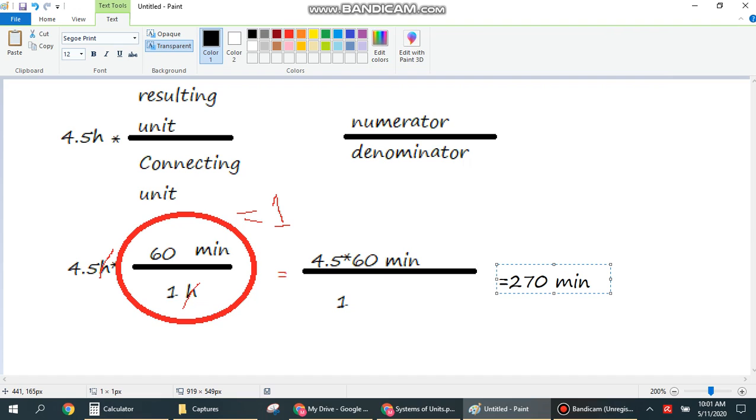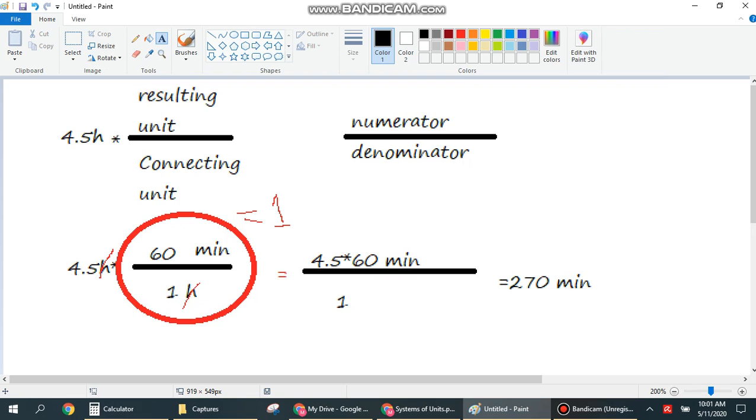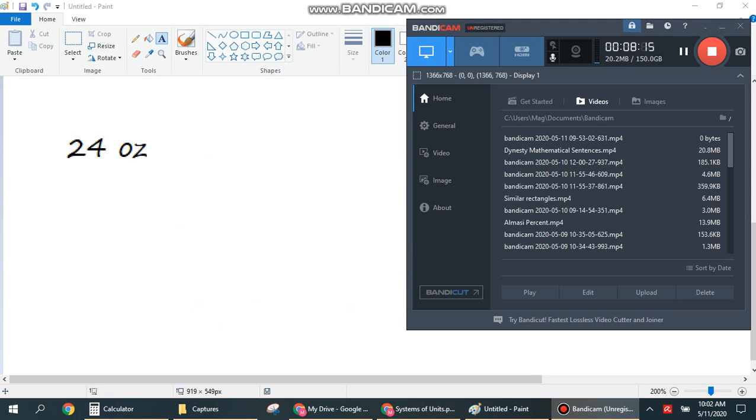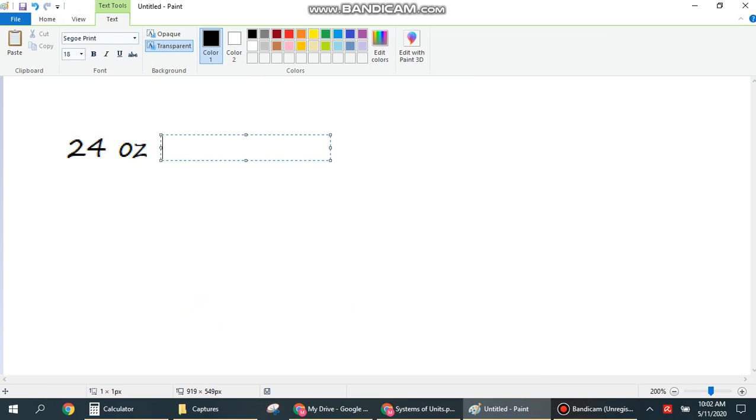So always keep in mind that when you're converting, you're always going to have a resulting unit at the top. Let me know if you need any other help. I'm going to continue and do one more example.